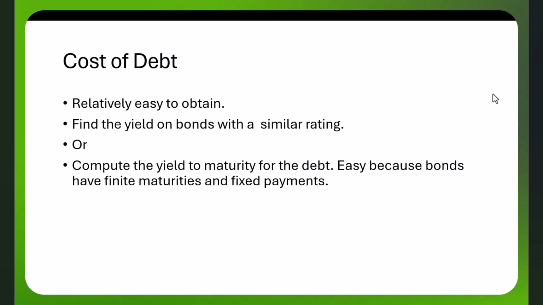The other approach is to calculate the yield to maturity for the debt. And this is an easy calculation because bonds have finite maturities and fixed payments. So a bond might mature in 15 years and it might have a 5% coupon rate, so it's paying $50 a year in interest per $1,000 par value.